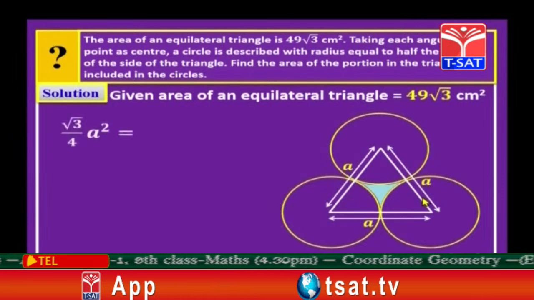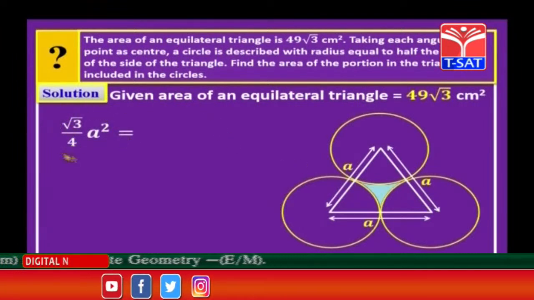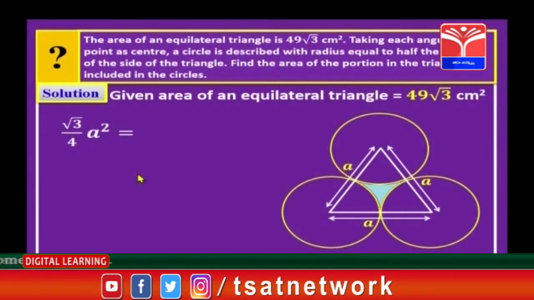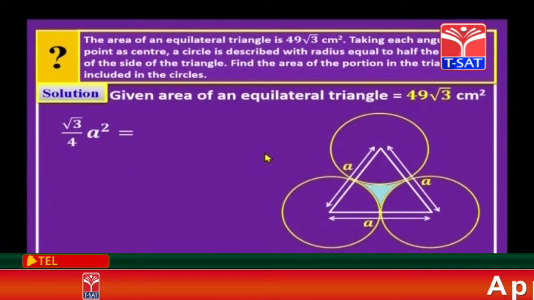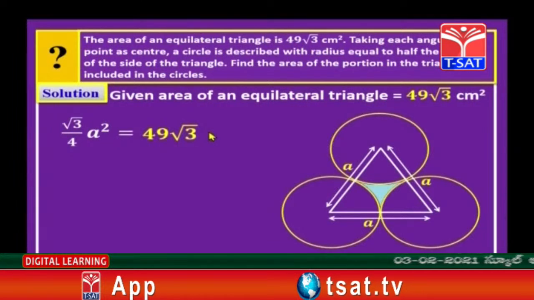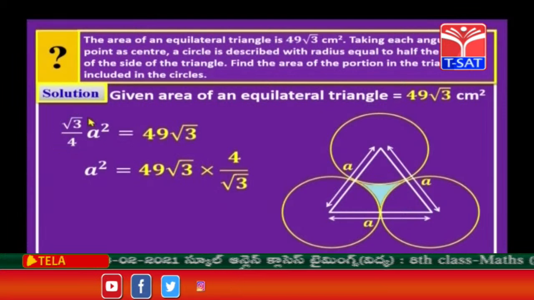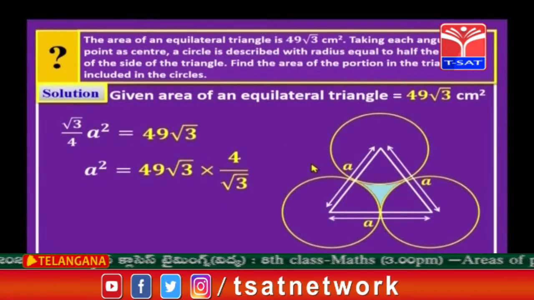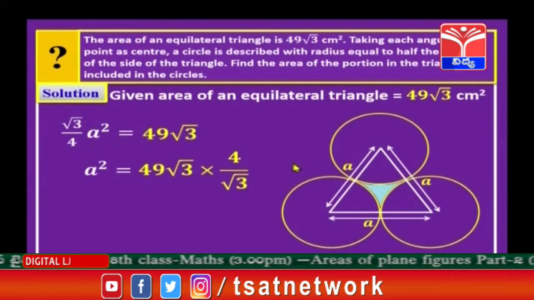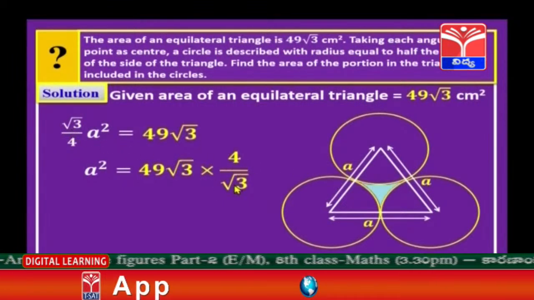Okay children. Now the area of an equilateral triangle is given by root 3 by 4 A square. This is the formula to find the area of an equilateral triangle. Already it is given that the area is 49 root 3. So both must be the same. So we have root 3 by 4 A square equal to 49 root 3. Now let us find the value of A square, children. So we are going to send this root 3 by 4 to the right hand side. We have already seen this in the previous case. So 4 will go to the numerator and root 3 comes to the denominator.